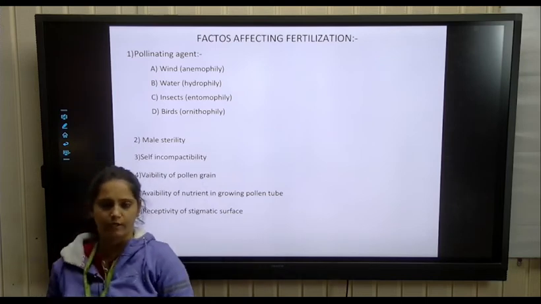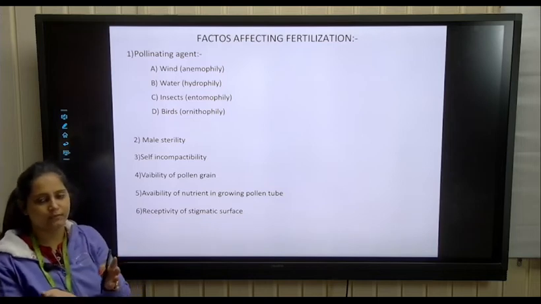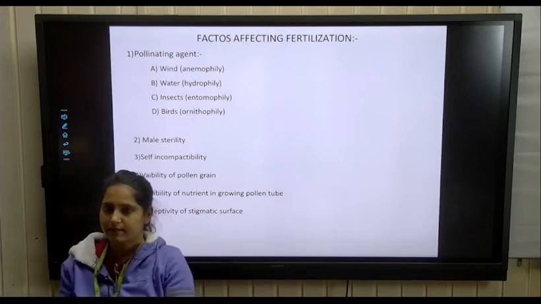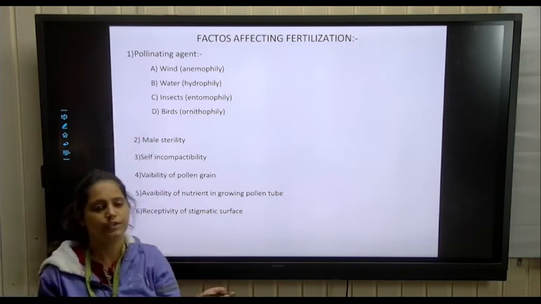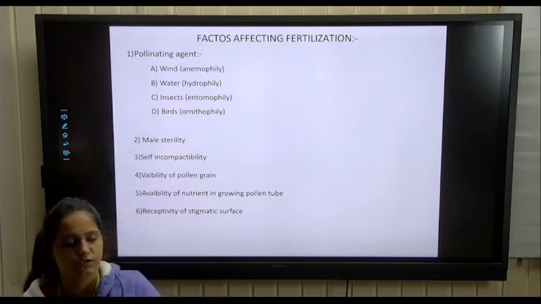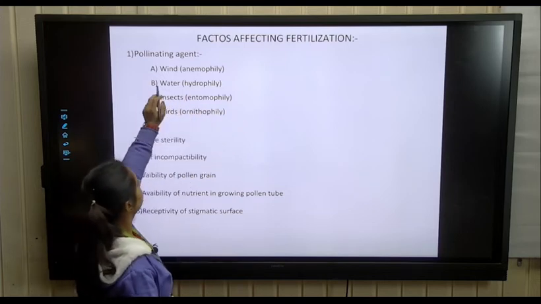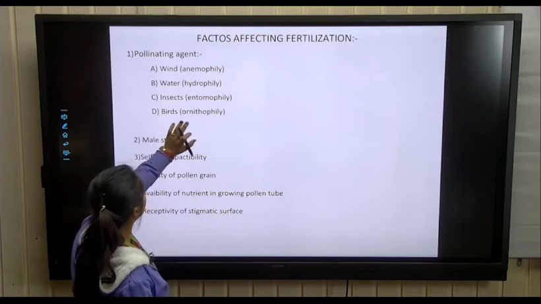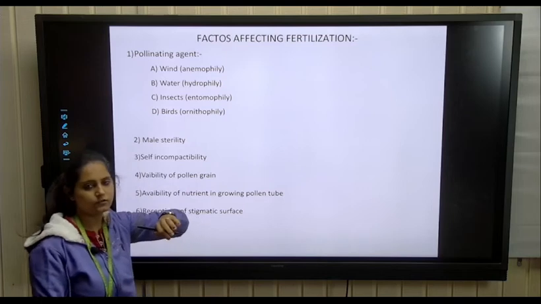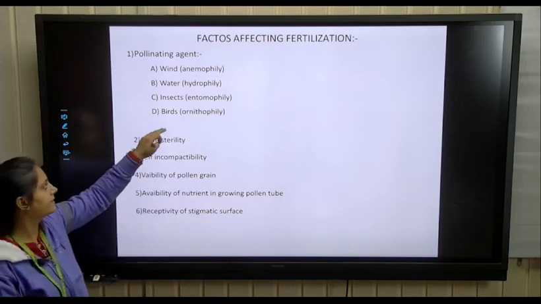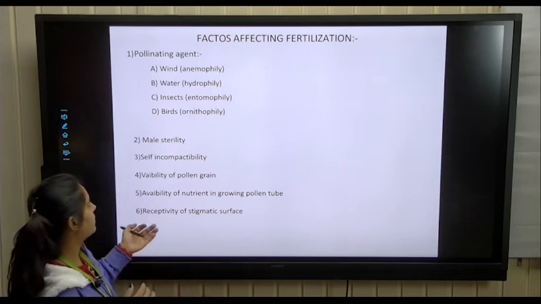Pollination is very important because if pollen grains do not come on the surface of the stigma, then fertilization will not take place. There are many modes through which pollen grains reach the surface of the stigma: through the wind, through the water, through the insects, through the birds. Through the wind, that is known as anemophily. Through the water, that is known as hydrophily.